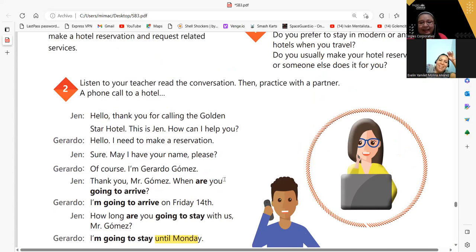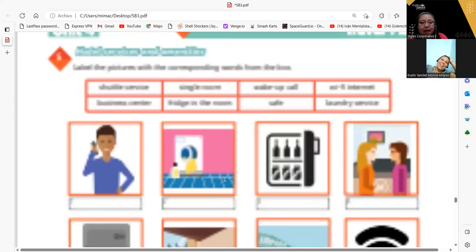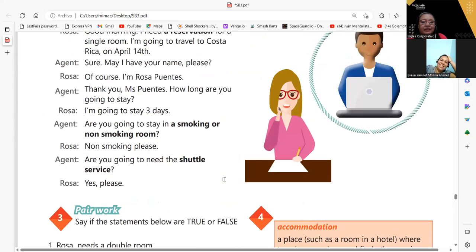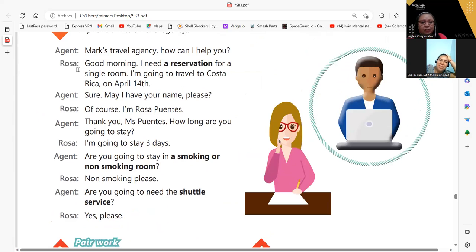Revenge. Venganza. Okay. And now let's see this other conversation. The agent and Rosa. I am the agent and you are Rosa.